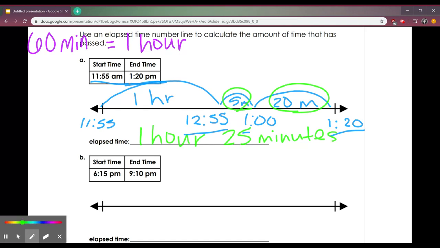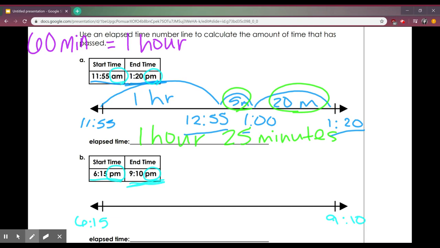Now we'll do the next one. On this next one, my start time is 6:15 p.m. So I'll put that right here. And my end time is 9:10 p.m. Something I did not mention is you want to keep paying attention to right here, because that tells you whether it's in the morning or the evening.